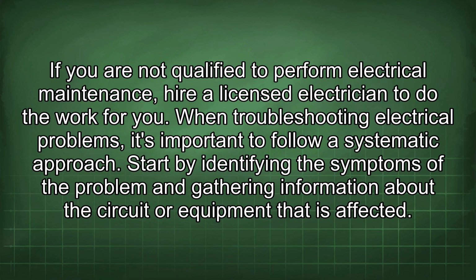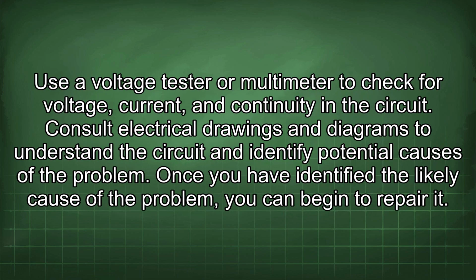When troubleshooting electrical problems, it's important to follow a systematic approach. Start by identifying the symptoms of the problem and gathering information about the circuit or equipment that is affected. Use a voltage tester or multimeter to check for voltage, current, and continuity in the circuit. Consult electrical drawings and diagrams to understand the circuit and identify potential causes of the problem.